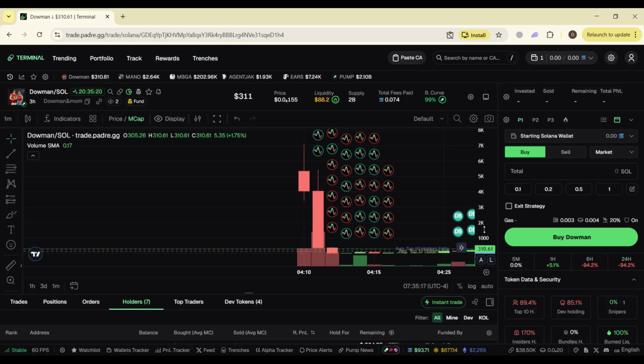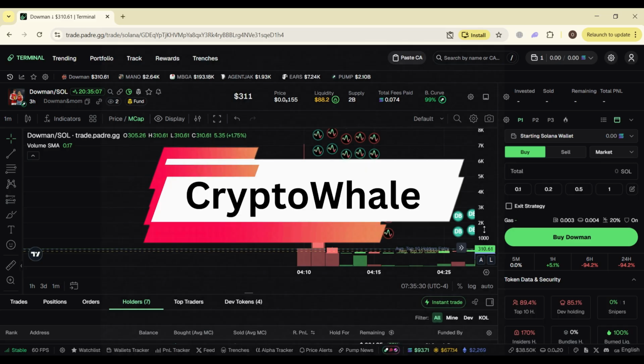Okay, so why does migration matter? The answer is very simple. When a token migrates, a few things usually happen: liquidity increases, more traders gain access to the token, and trading activity may increase. Because of this, many traders watch migration closely.